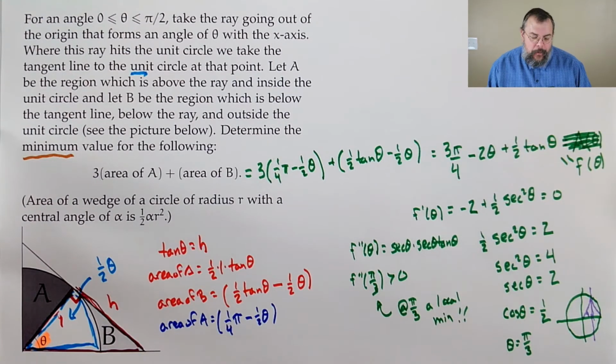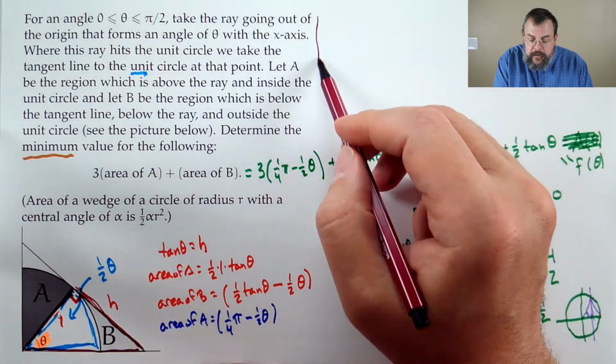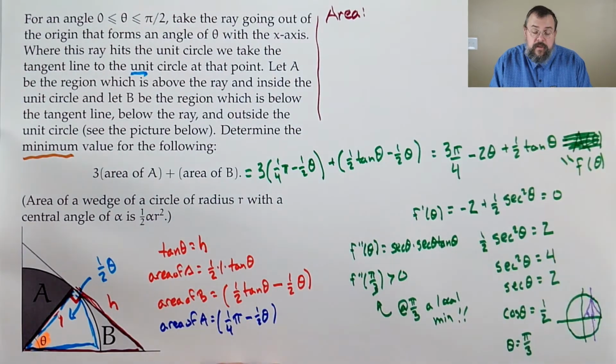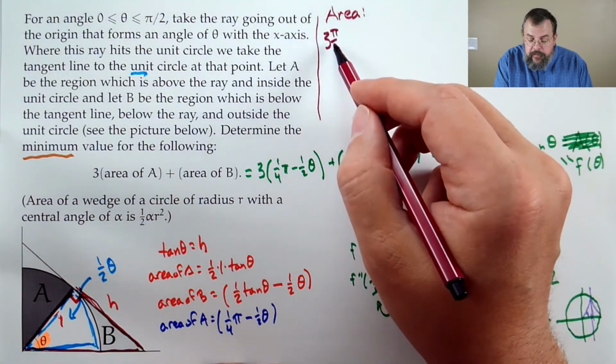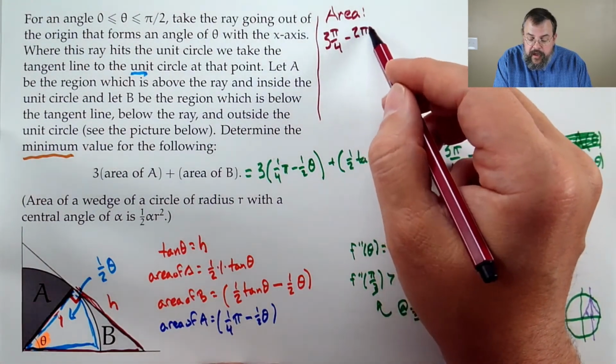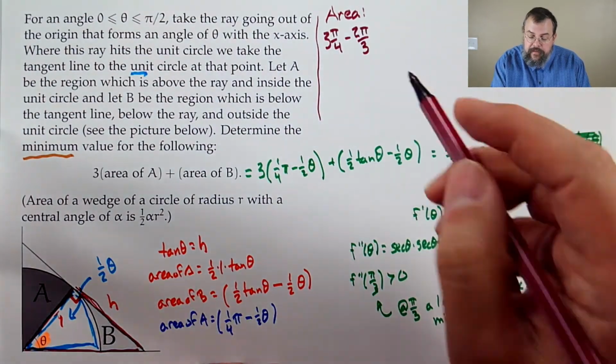Now, are we done? No, not quite. What we've done is figure out for what choice of theta we have a minimum area. But what were we asked to find? What is the actual minimum area? Not when it happens, but what is it? So we're almost done. The last thing for us to do is plug in these values and see what we get. So when we plug in pi thirds, the area will be 3 pi fourths, and then we're going to subtract 2 times pi thirds, so subtract 2 pi thirds, and then plus 1/2 tangent of pi thirds.